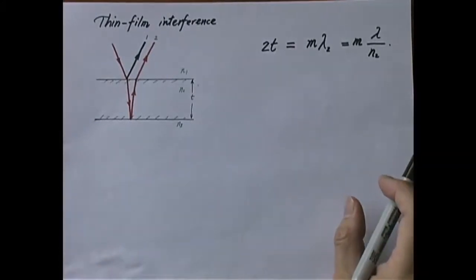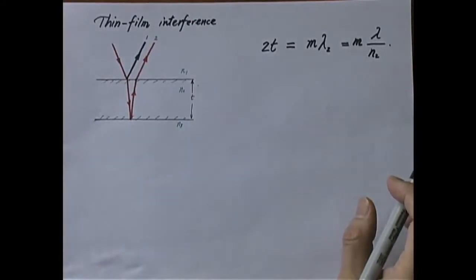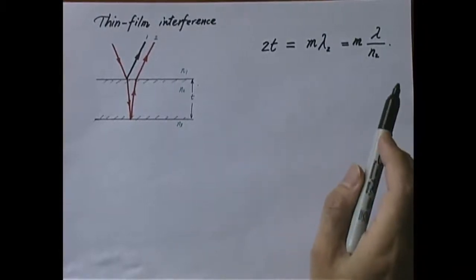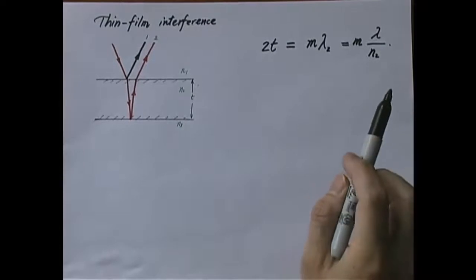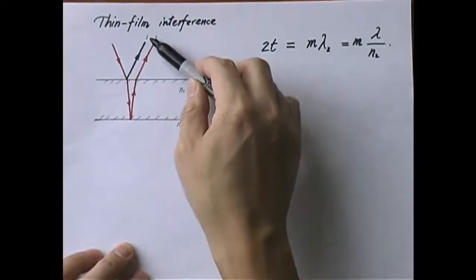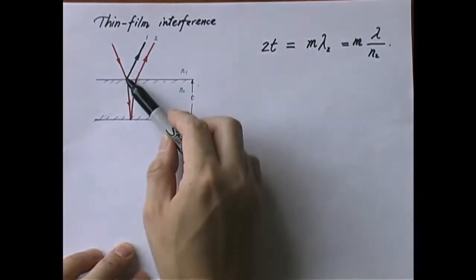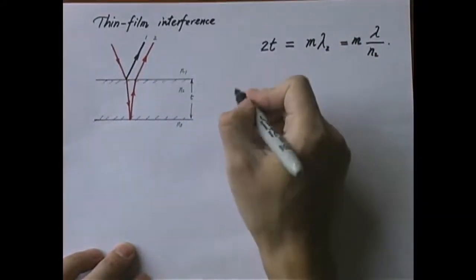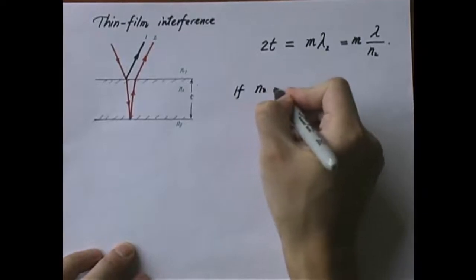Now, do we have to consider pi phase shift? Of course we do. But are you going to end up changing this formula? Well, that depends. Okay, let's see here. This beam of light, the first beam, has a reflection. Does it have a pi phase shift? It does, if n2 is greater than n1. Okay? So if n2 is greater than n1, there will be one pi phase shift here.